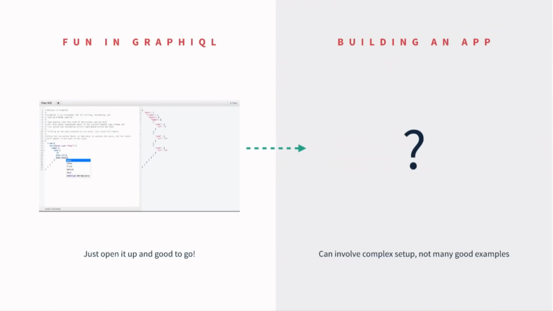And what I found was there was a bit of a gap there. You have a lot of fun with Graphical, you can see exactly where it's going, but then it's not quite as easy to build an app on top of it as the syntax or the experience using Graphical might suggest. Sometimes you have to do some complex setup. Perhaps you have to modify your schema to use something like Relay. Sometimes you can't always use the schema that you started out with. There's also not too many super great examples of full stack GraphQL apps out there. There's a couple, but there's nothing that I think really lets people get started super easily.